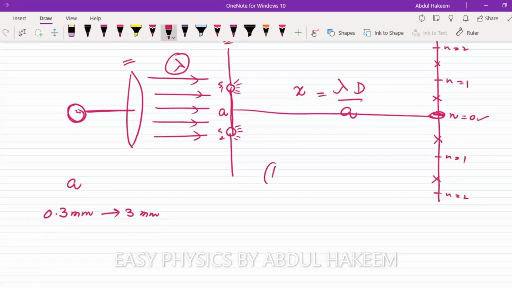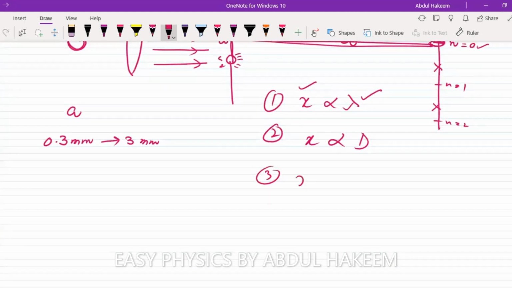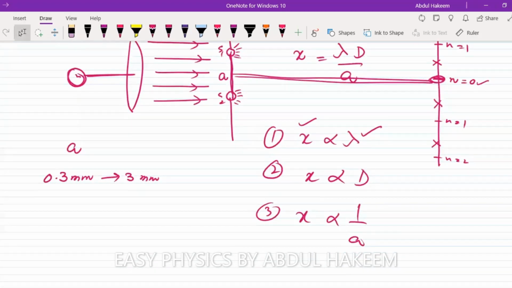So number one, X is directly proportional to lambda. When lambda increases, spacing increases, intensity of the bright decreases. Number two, X is directly proportional to D. When the distance between the screen and the slit increases, spacing increases, intensity decreases. And number three, X is inversely proportional to A. When the slit separation increases, separation between the fringes decreases and intensity increases. So this is the formula: X is equal to lambda D over A.